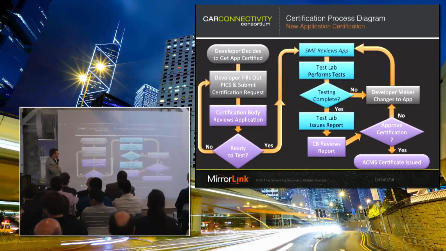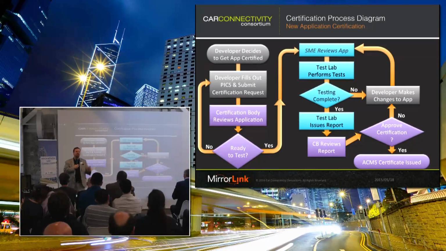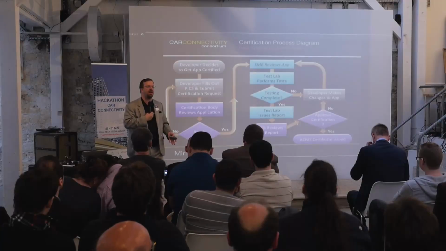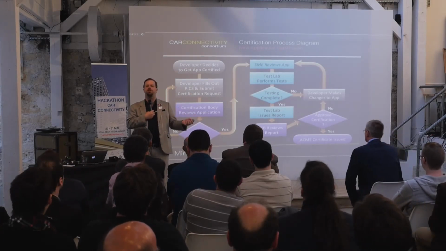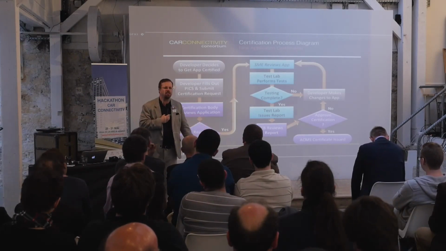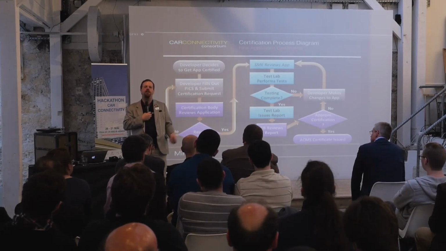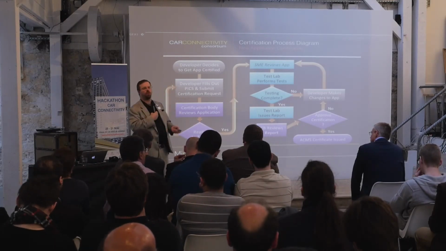We also have a certification program, and some app developers get a little nervous about this. It's really quite simple. You fill out a form, you tell us about your app. You go to the test labs, they run the tests, they give a report. If you need to make changes to your app, you can make changes to your app. But if your app passes, we say, good, you're certified, you get a certificate, and your app starts working in MirrorLink on cars. It's really quite simple.